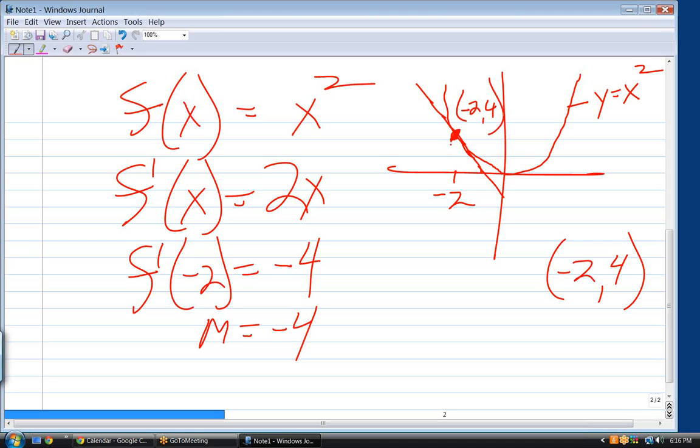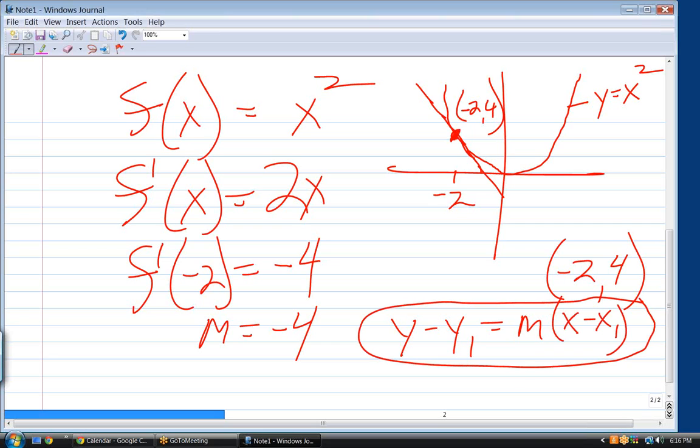Well, if you have a point and you have a slope, what is the definition of the equation of that line? I have point slope. What format should I use? Point slope. Okay, what's the point slope format? General. y minus y1 equals m times x minus x1. Okay, there's my general equation for the equation of a line. So I know what my slope is. I know what my x and y points are. Fill in everything here. y minus 4 equals negative 4 times x plus 2.